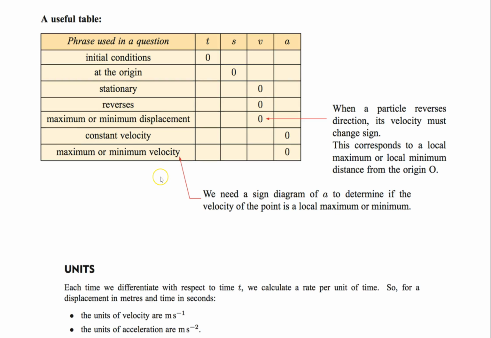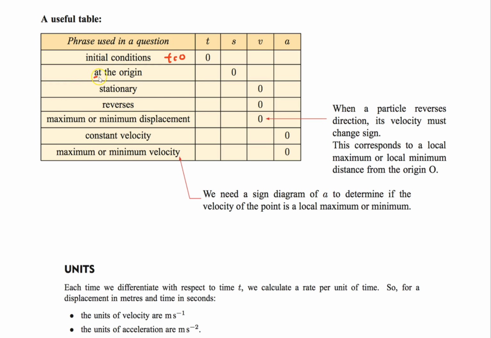Here's a useful table, because the big thing about this lesson is vocab. Understand what you're talking about. If I ask what the initial conditions are, initial conditions just means time equals 0. What's your position when you first start? What's your velocity at the start? What's your acceleration at the start? You just plug in 0 for everything. So initial conditions are always t equals 0.